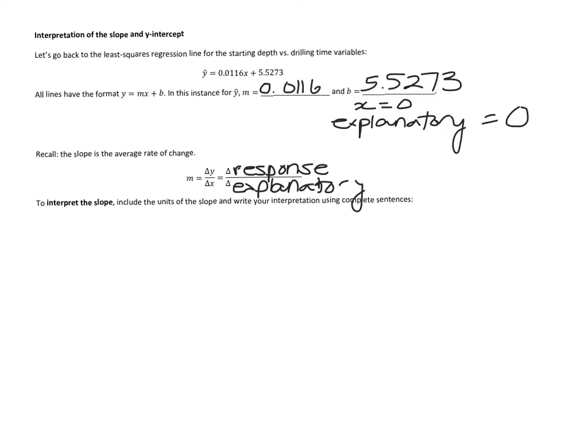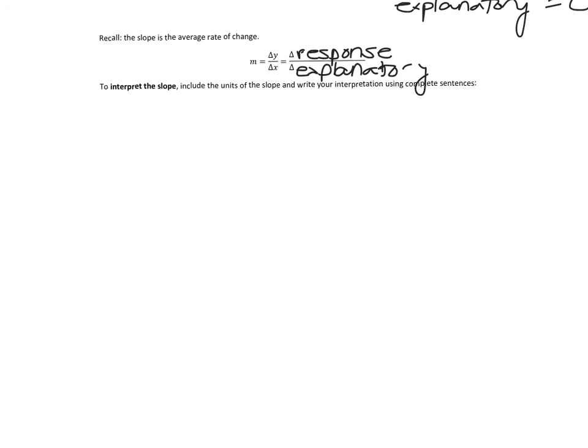Okay, so let's interpret the slope. So I like to do it this way because this can get a little intense if we're not careful and not keeping track of everything. So I like to break it down because when we interpret the slope, we have to include the units of the slope and write the interpretation using complete sentences. So I like to do a little bit of mental work. So number 1 is my mental work. I like to write the units of the slope.